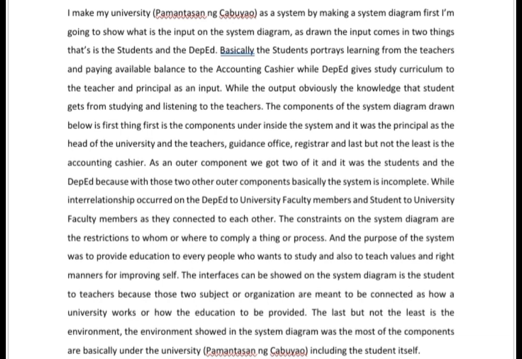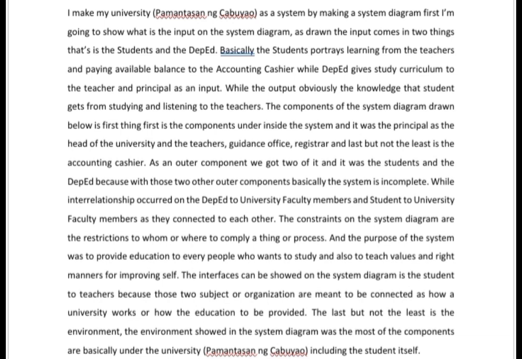And the next one is the purpose of the system. Siyempre, yung purpose ng system as ang pamantasan ng Kabuyaw is to provide education. Siyempre, provide education to every people who wants to study. And also, hindi lang sa pagprovide ng education, and also to teach values and right manners for improving self. And ayun, yun yung purpose ng pamantasan ng Kabuyaw by conducting those things to the students na mag-aaral sa pamantasan ng Kabuyaw as a system working, ganun.